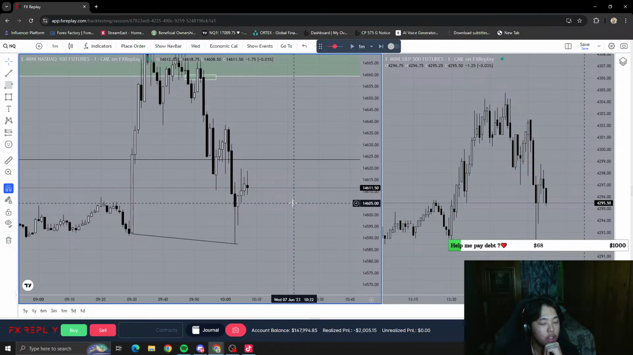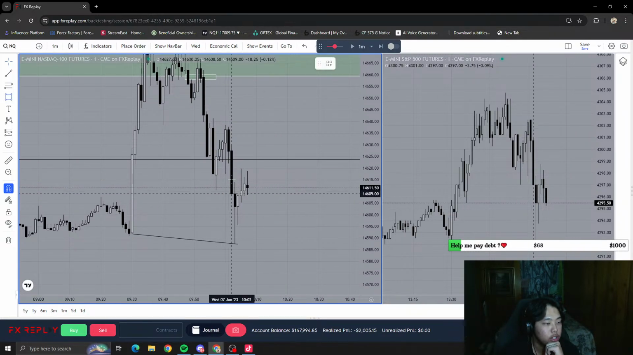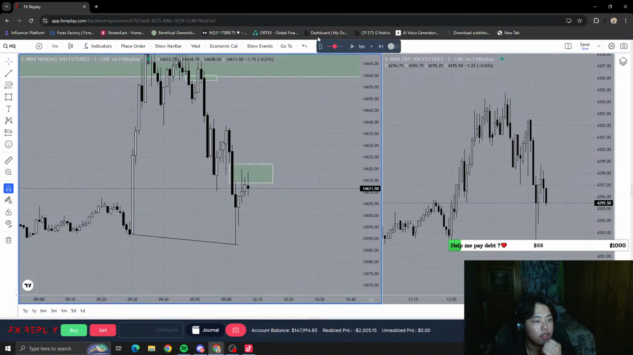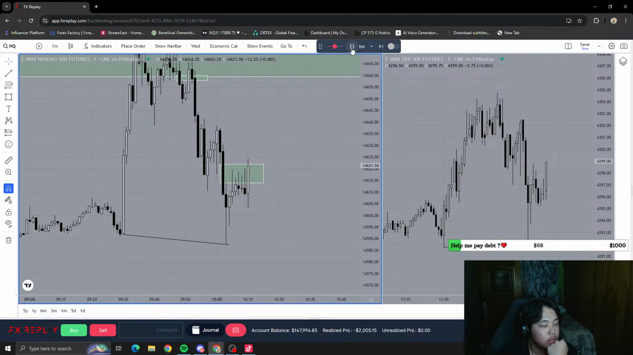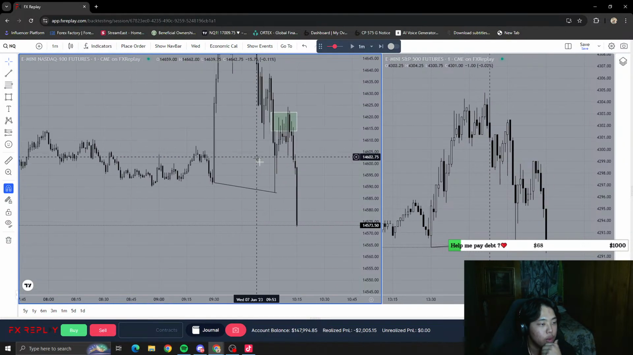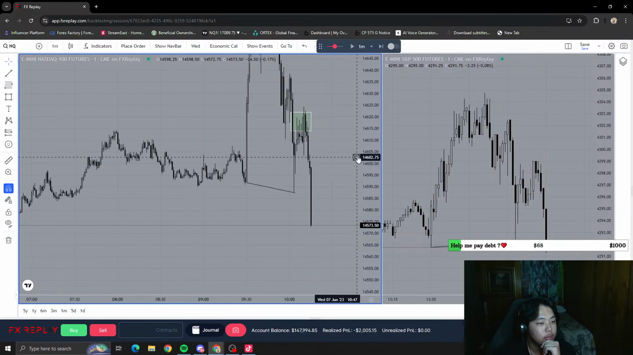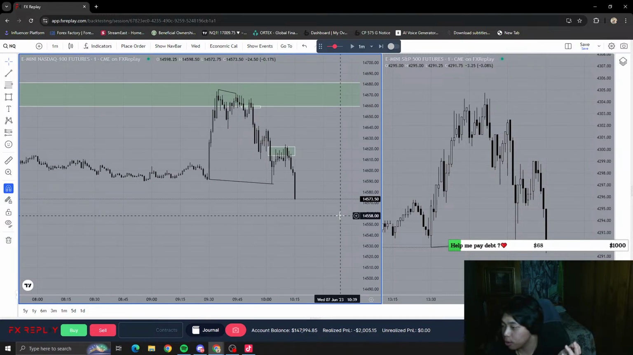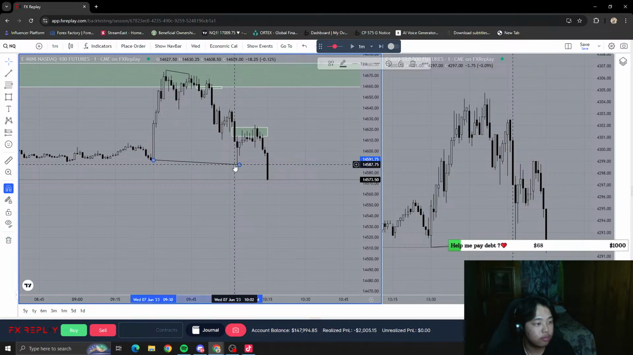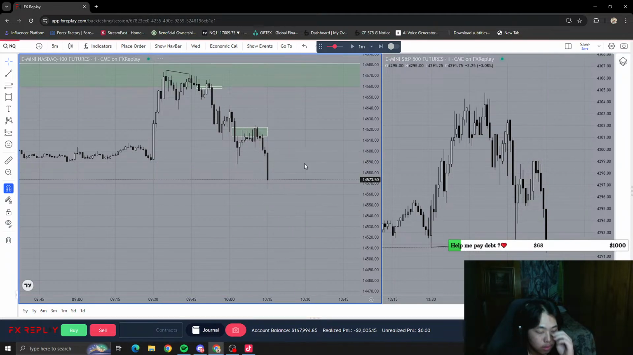So would you wait for this inverse fair value gap to run? Yes, that's what I would do. Let's see. If it doesn't, then I'm completely wrong. It looks like it ran through that. Obviously it looks like we're going to go low. So yeah, it looks like we're bearish.